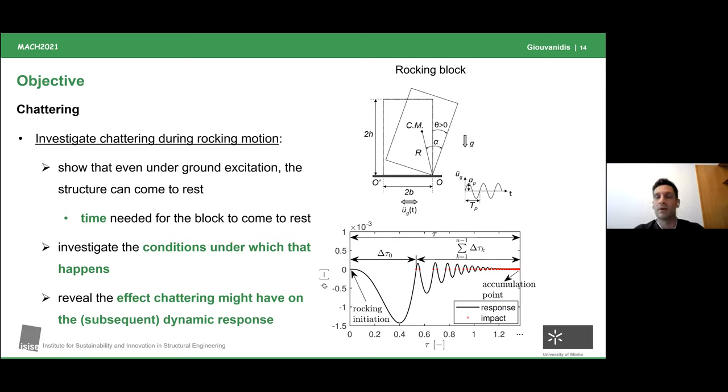That's why we adopted the simplest rocking structure, which is a rocking block, subjected to the simplest ground excitation, which is a sinusoidal pulse. And we're going to investigate the chattering time, which is the time needed for the block to come to rest, which here is this tau. So it's from zero until some point, which is not defined yet. We will investigate the conditions under which complete chattering happens. And I will show you just some examples of the effect of chattering on the dynamic response.